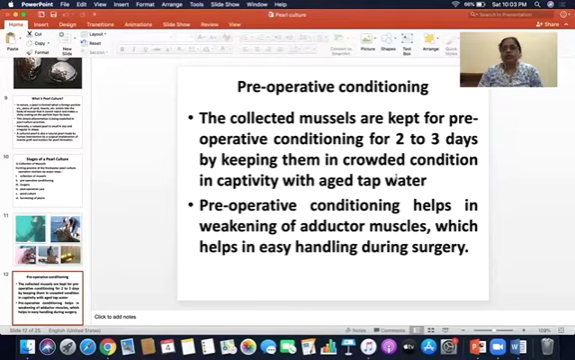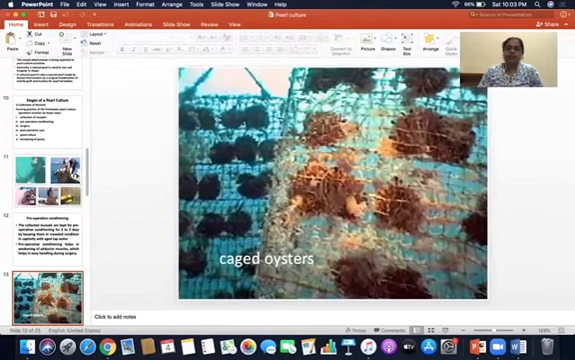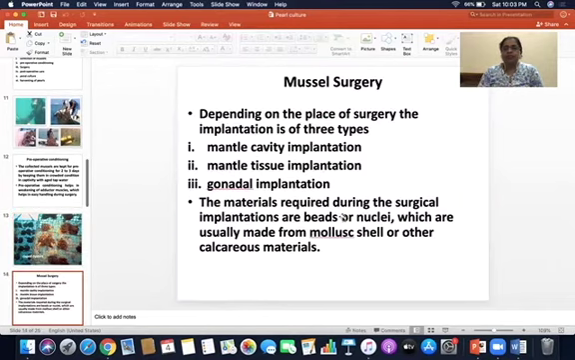When these mollusks are kept in a crowded condition for 2 to 3 days, we find that this conditioning weakens the adductor muscles and the valves of the shells open slowly, which helps in easy handling of the mollusk for surgery. So once the collected mussels are brought in for processing, we find that they are kept in these nets for 2 to 3 days to weaken their adductor muscles.